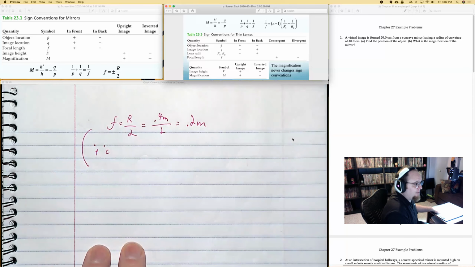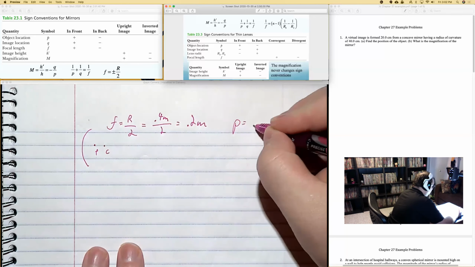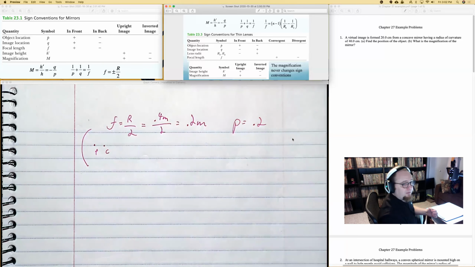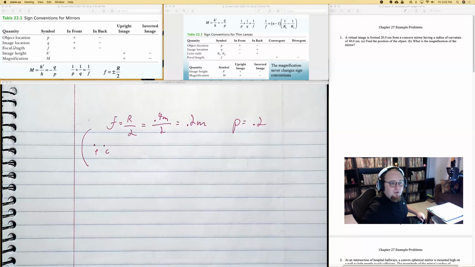What's the position of the object? Well, they say the virtual image is formed 20 centimeters away. However, it's virtual. Keep in mind mirrors and lenses have opposite conventions, but for a mirror, an image is positive when in front and negative when it's in back. What this really means is that if something is in front of the mirror, that could be a real image. If it's a virtual image, that means it must be behind the mirror.